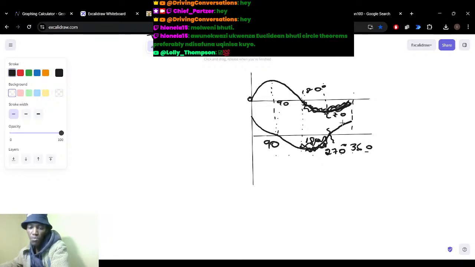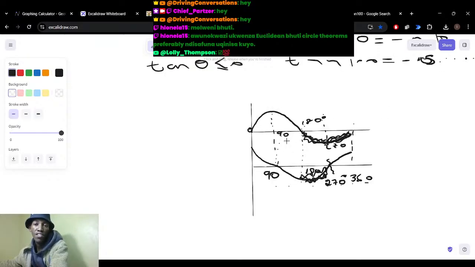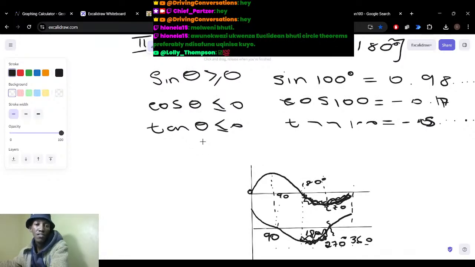So you can see that it can be depicted from a graph of the functions whether cos theta, sine theta, tan theta are positive or negative on which quadrant. This graph will tell you between which angles sine theta is positive or negative.